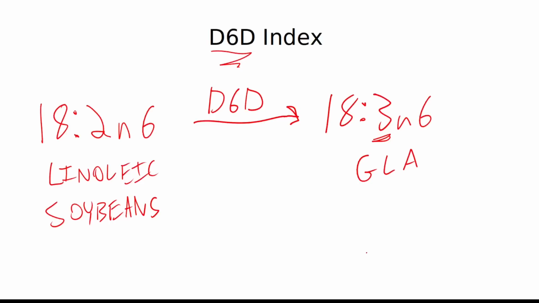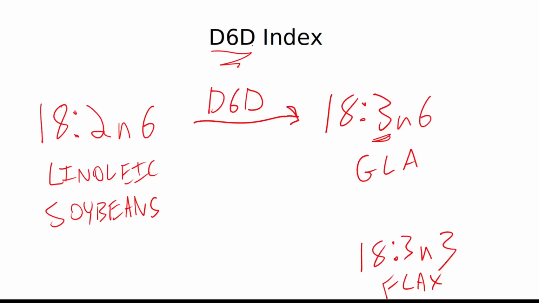It's worth pointing out there is another 18,3 that you will probably see if you look at some of these studies, called 18,3N3, and that's alpha-linolenic acid. That's what's found in things like flaxseed oil, for instance. But this GLA is very uncommon in our food. So if you find this in your phospholipid membranes, it more than likely came from linoleic acid being converted by D6D to this GLA.